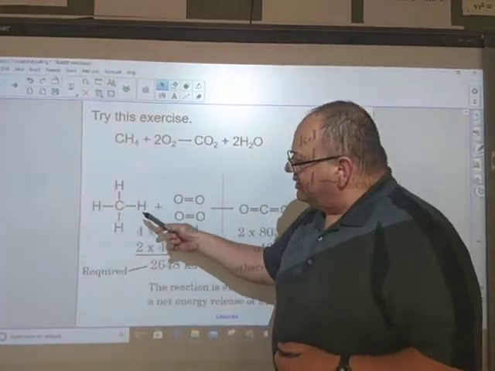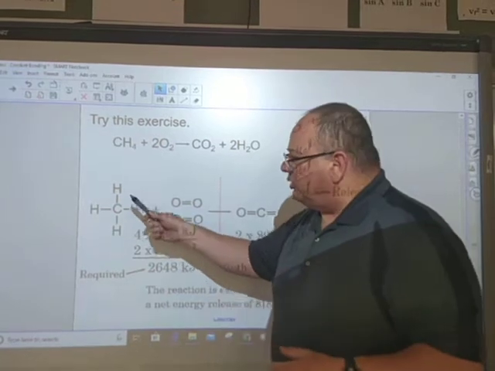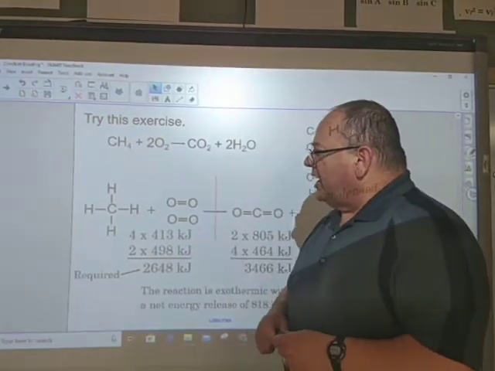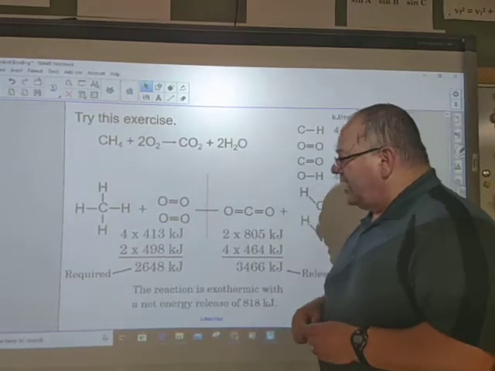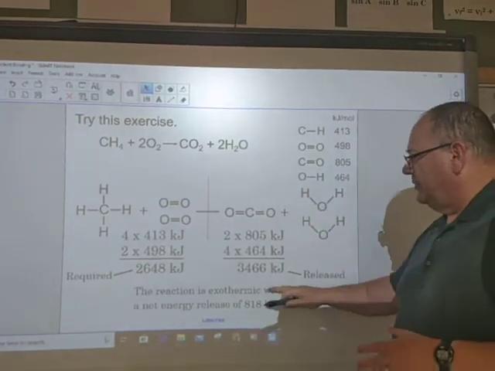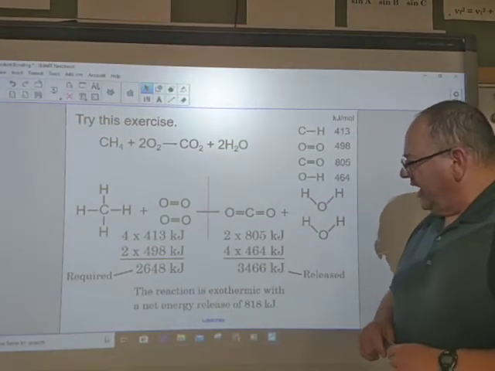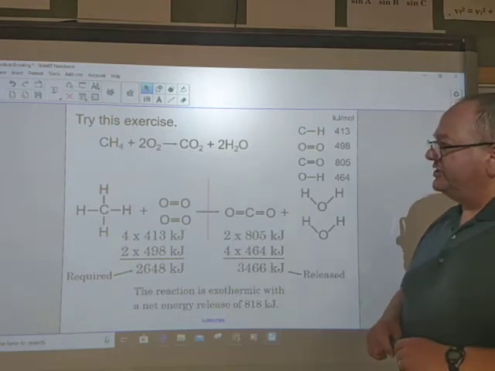Okay, so as written, really we've got 4 moles worth of carbon hydrogen single bonds and 2 moles worth of these oxygen double bonds, etc. Okay, but as written, 818 kilojoules of energy released.